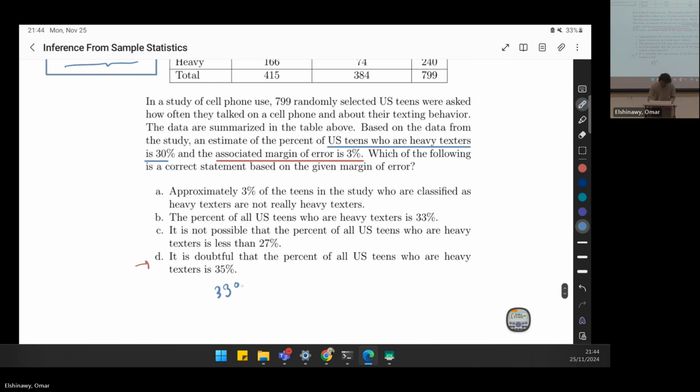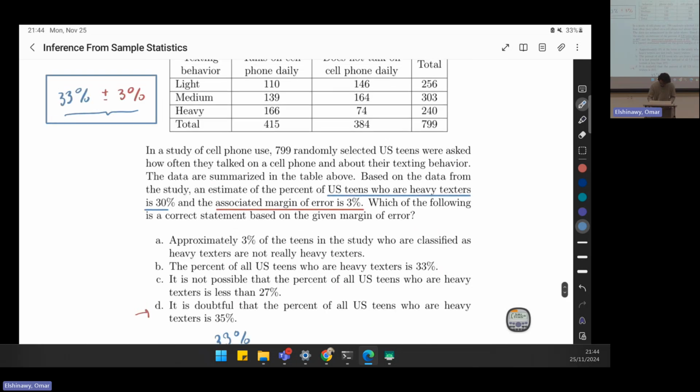33%, or was it 30%? 30. So yeah, it's 30 plus 3. So I think, okay, yes, you are right. I think I misread the percentages.